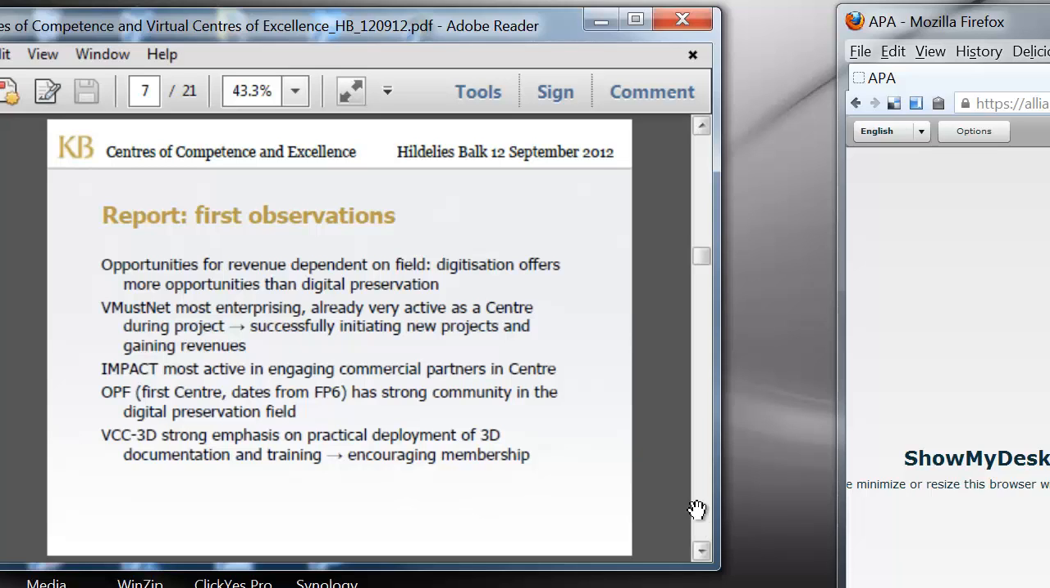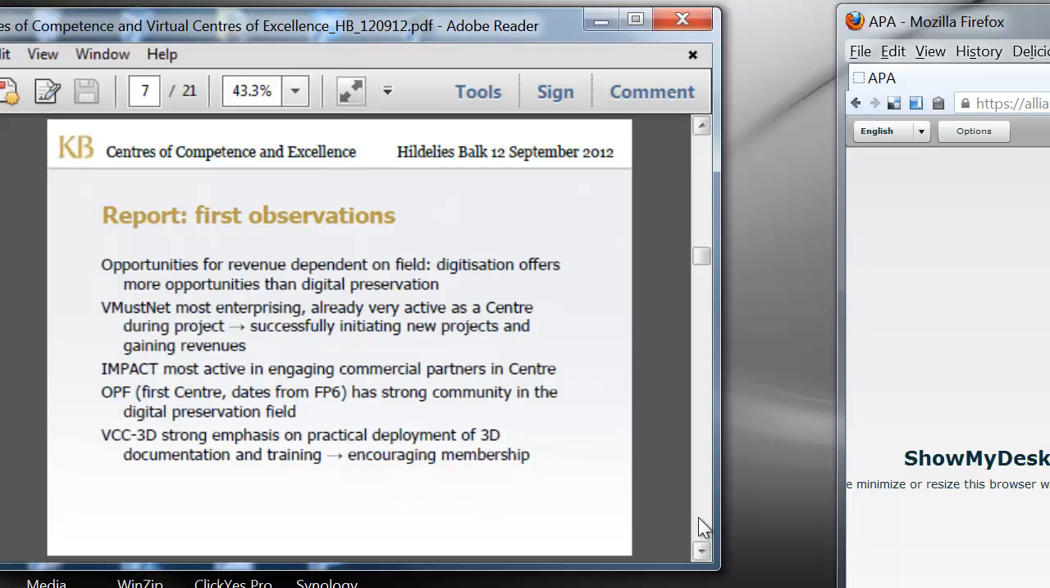Well, some very first observations on looking at all these centers: what keeps them in the air? And what do we see? Opportunities for revenue seem to be very dependent on the field. It turns out that digitization offers, for instance, more opportunities to earn money than digital preservation, which is much harder for a center to, for instance, attract commercial partners.